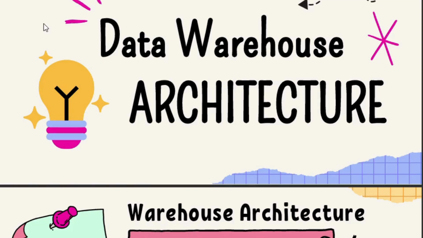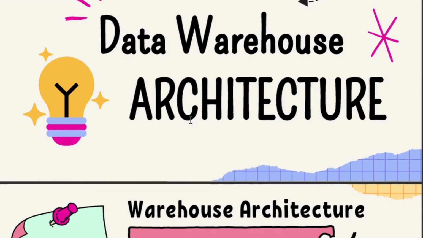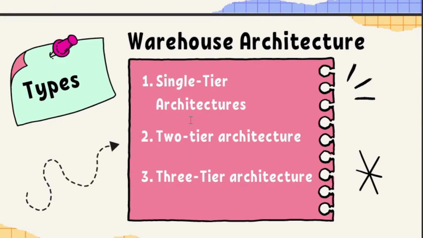Today we are diving into the world of data warehousing and exploring the three main architectures: single tier, two tier and three tier. If you are new to data warehousing or just want a refresher, this is the video for you. Now let us look into the types of data warehouse architecture.